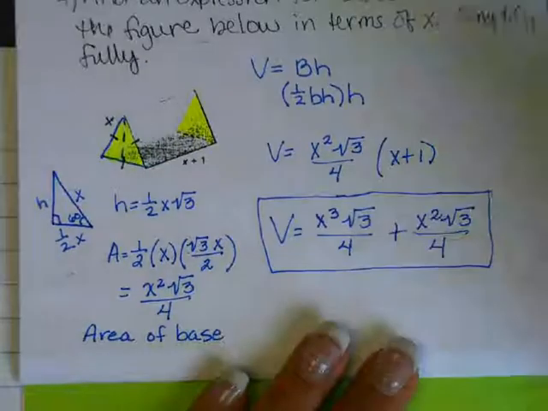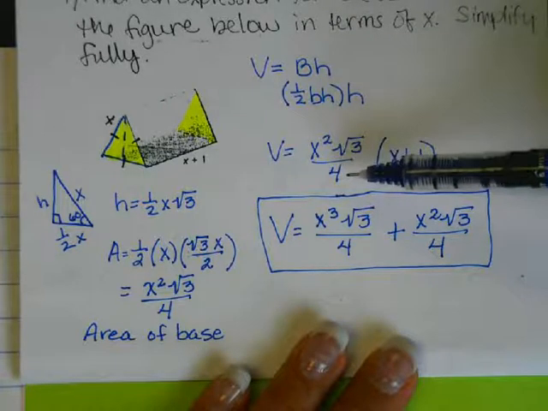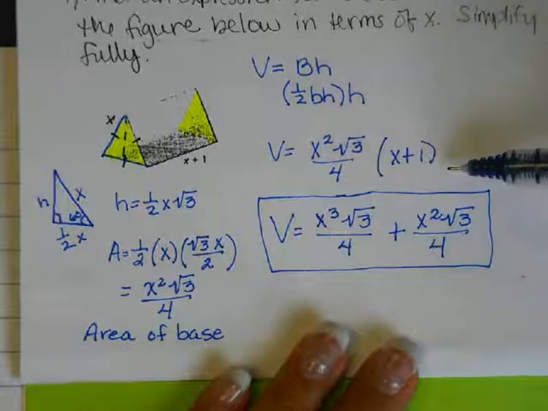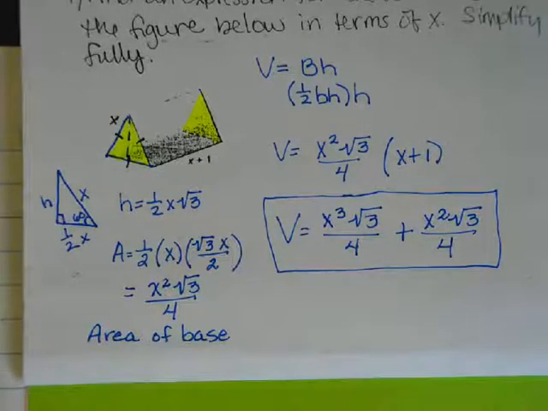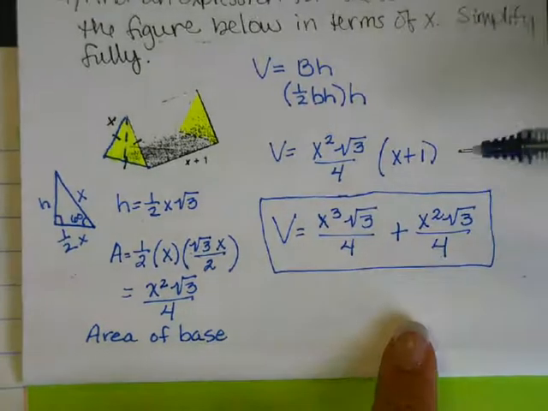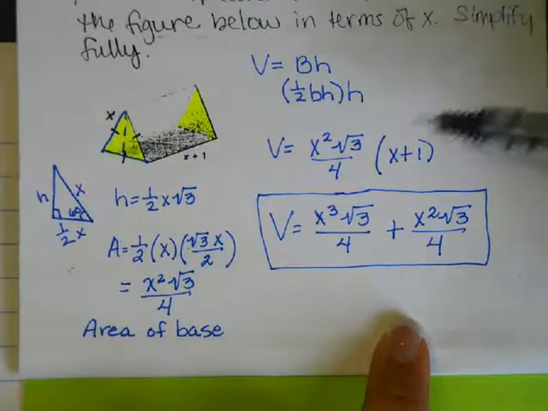Then you come back over here. The area of our base we just found, which was x squared square root 3 over 4, times the height, which is x plus 1. These are multiplied together, so your answer is not simplified yet. You have to distribute, just like you've always done in the past. Just now you're much more advanced and can do bigger numbers.